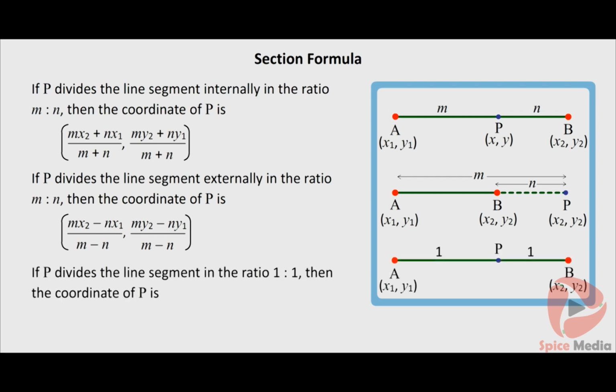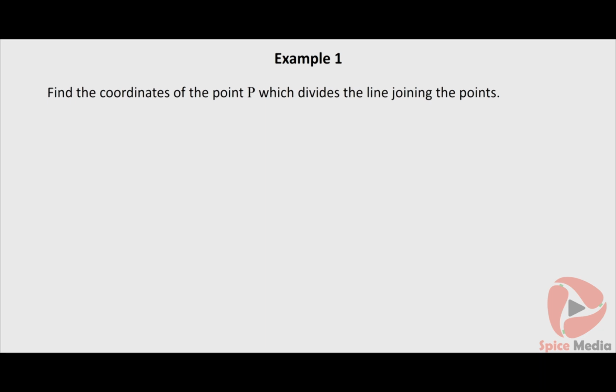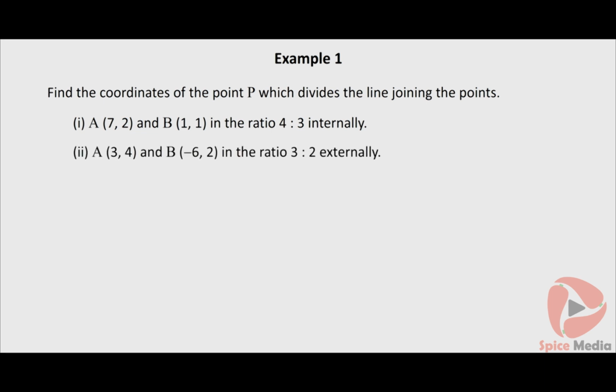If P divides the line segment in the ratio 1:1, then the coordinate of P is (x1 + x2)/2, (y1 + y2)/2. This is known as midpoint formula. Example 1. Find the coordinates of the point P which divides the line joining the points (1) A(7, 2) and B(1, 1) in the ratio 4:3 internally, (2) A(3, 4) and B(-6, 2) in the ratio 3:2 externally. Click on the solution button to view the solution.